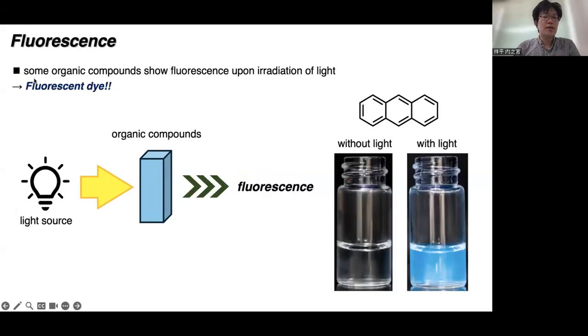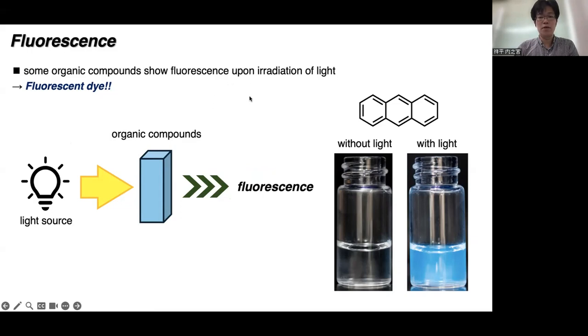And importantly, some organic compounds show fluorescence upon irradiation with light. After irradiation with light, the organic compounds absorb the light as energy, and they need to release the energy after excitation. I will talk about the details of this mechanism in my next class. But here, please just understand that some compounds release fluorescence after irradiation with light. Here is an example of such a compound.